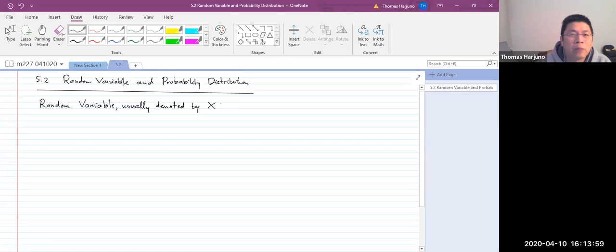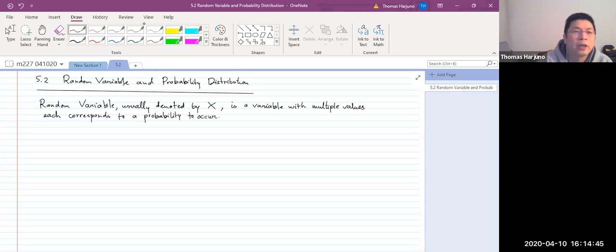Random variable, usually denoted by capital X, is a variable with multiple values, each corresponds to a probability to occur. Okay, some side note.